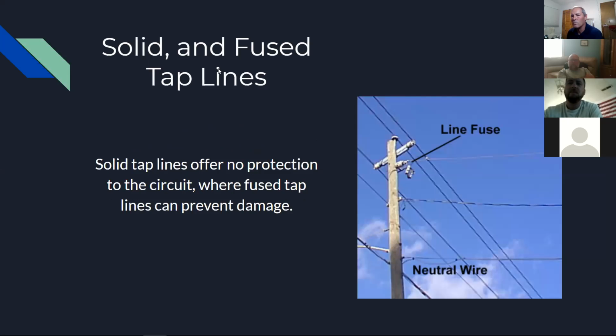Then you've got solid and fused tap lines. Solid tap lines offer no protection to the circuit, where fused tap lines can prevent damage when a fault occurs. When you say prevent damage, do they prevent damage to the line itself here, or the feeder, or both? I would imagine both. Correct.